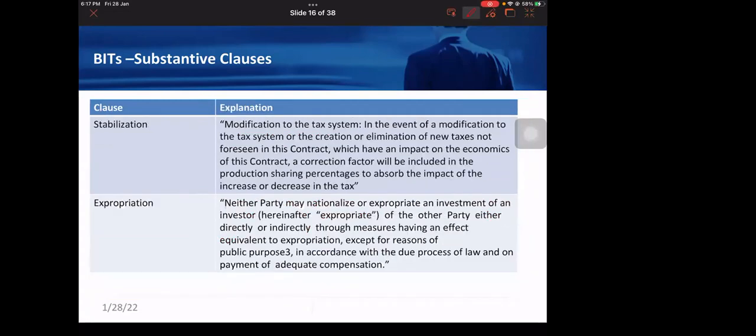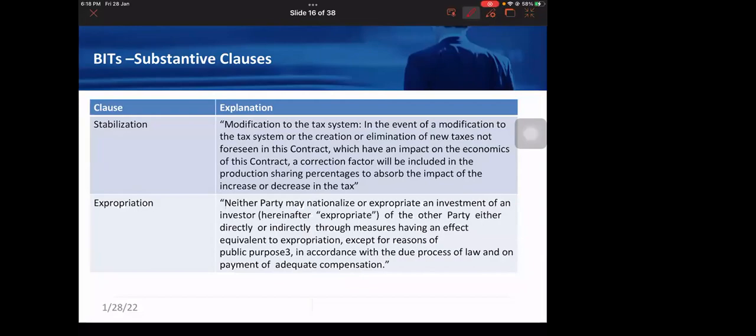Stabilization clause. Now, I'm only touching upon those major substantive clauses which are relevant from a tax standpoint, of course, of bilateral investment treaties. Stabilization clauses. I'll tell you why I specifically mentioned stabilization. Normally, I wouldn't have, but with Pillar 1, Pillar 2, especially Pillar 2, it'll be very interesting to see what will be the impact on the stabilization clauses.